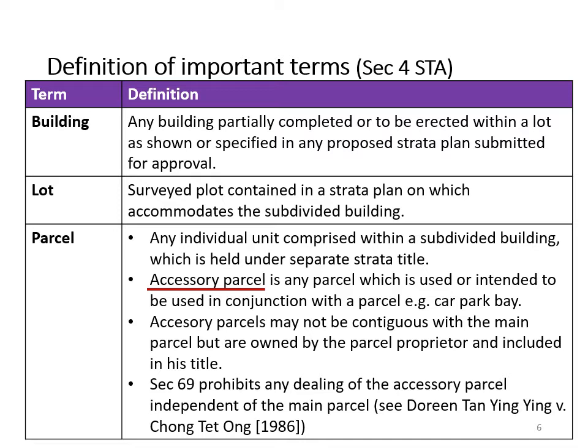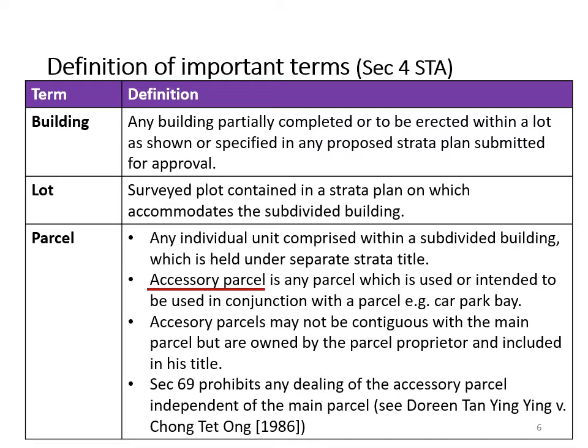Another parcel is the accessory parcel. Accessory parcel is any parcel which is used or intended to be used in conjunction with a parcel. So it is linked to a specific parcel, for example, car park bay. Other examples will be given below, but for now, if you look at the picture on page 45, you can see there common property is the land itself, the swimming pool, the landscape. So all those are common property.